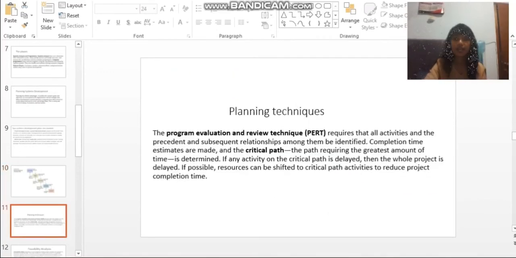Planning techniques. The program evaluation and review technique requires that all activities and the precedence and subsequent relationships among them be identified. Completion time estimates are made and the critical path, the path requiring the greatest amount of time, is determined. If any activity on the critical path is delayed, then the whole project is delayed. If possible, resources can be shifted to critical path activities to reduce project completion time.